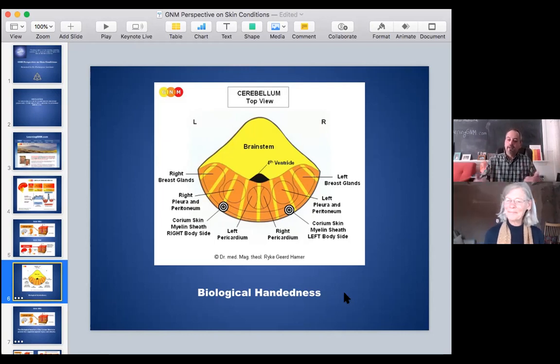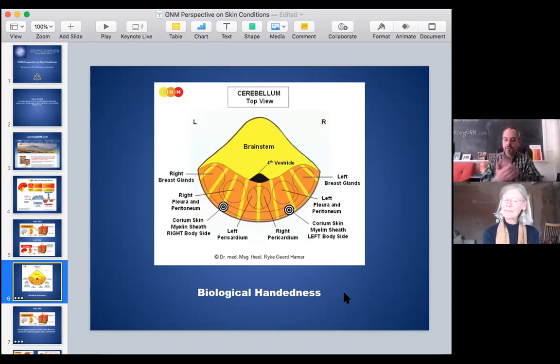But biological handedness is the reason why we develop a dermatitis on the right cheek and not the left cheek, right? Or we develop a herpes or a cold sore right at the midline. You see this sometimes, you can see the demarcation of the midline. The herpes is just on the right side and not the left side. So this is the significance of biological handedness.